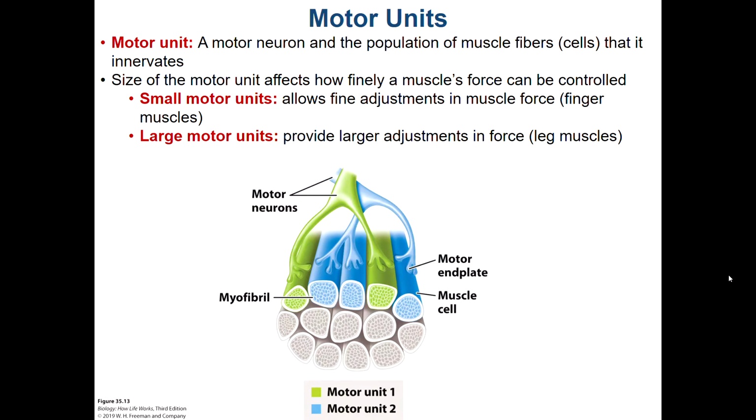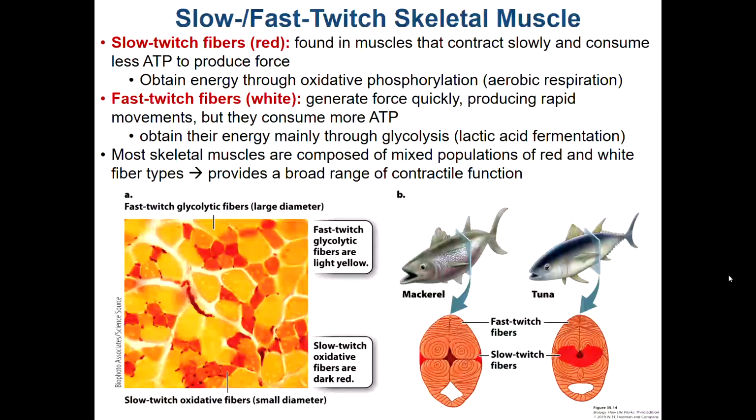Within each motor unit, muscle fibers generally share similar contractile and metabolic processes, but differences in these properties can give muscles very different capabilities, such as comparing our finger muscles to our leg muscles. So we have two different types of skeletal muscles. We have slow twitch fibers and we have fast twitch fibers.